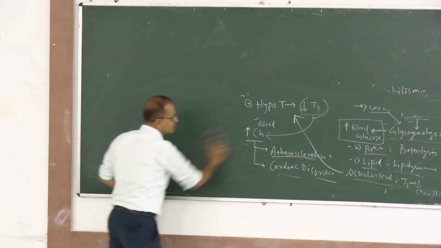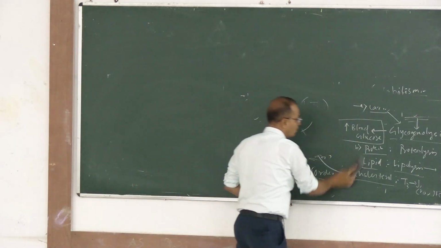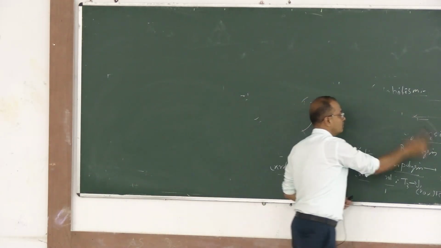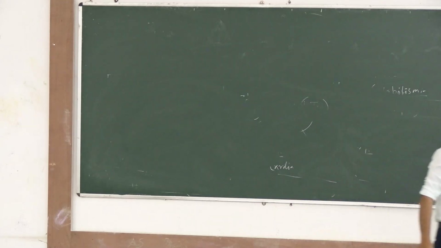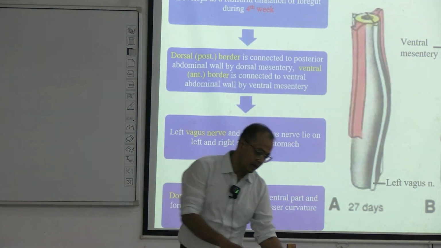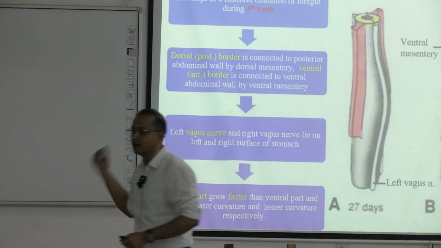Now, as a result of this disproportionate growth, what happens? The posterior wall of the stomach becomes heavy and the anterior wall becomes less. That creates the two curvatures we are talking about. We have a more curved region and a less curved region starting to develop.